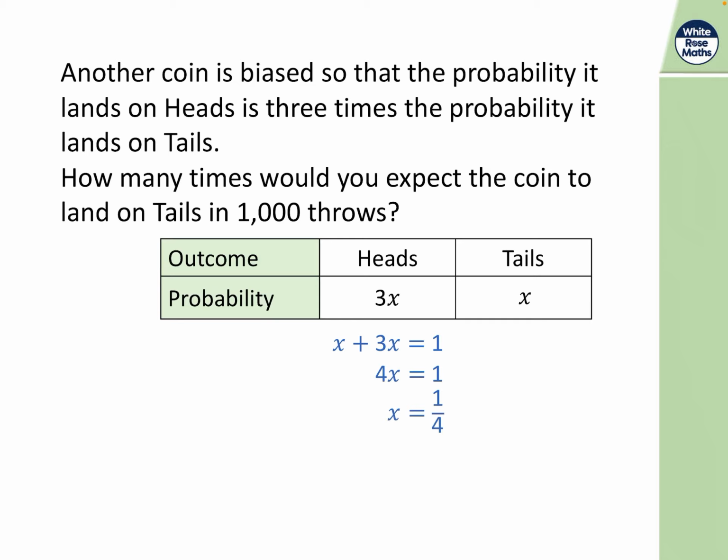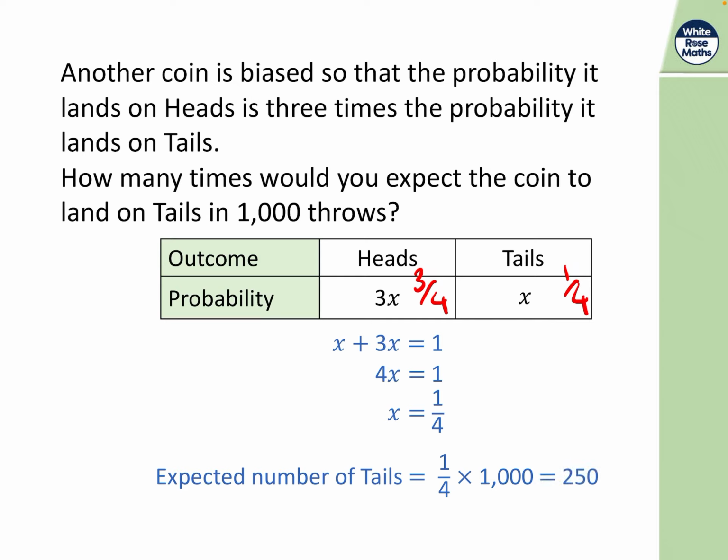So x is 1/4. Heads is 3 multiplied by 1/4, which is 3/4. But we're only interested in tails for this question. But that's what heads would be. Heads would be 3/4 and tails would be 1/4. To work out the expected number of tails when we throw that coin 1,000 times, we take our probability, which is 1/4, multiply it by 1,000, which is 250. So we would expect it to land on tails 250 times.